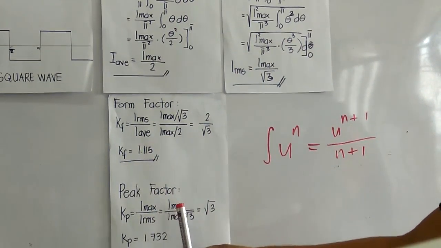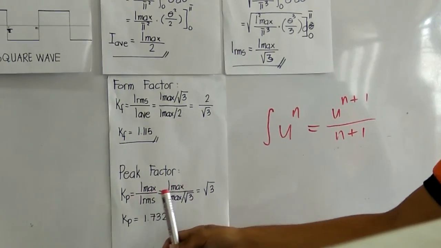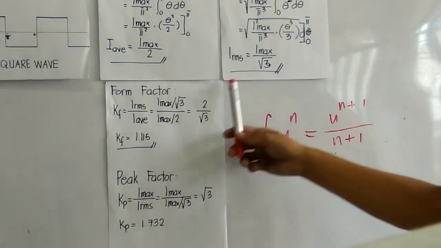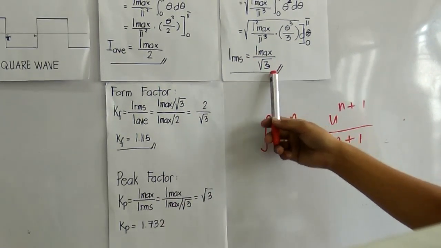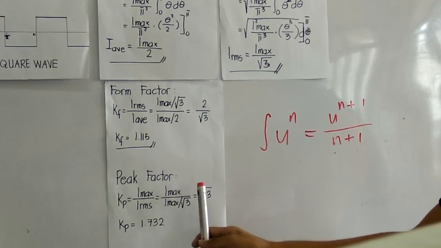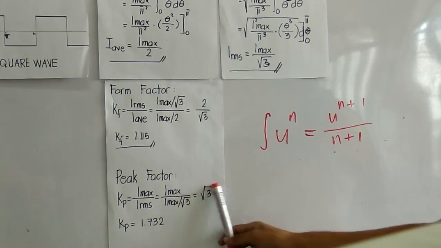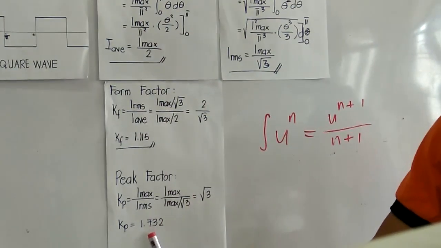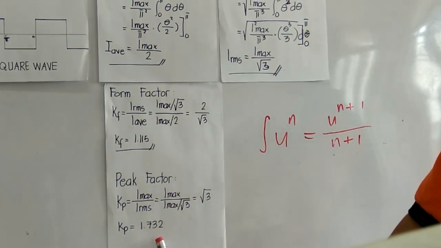Next is peak factor. It is being given in the ratio of I maximum over the I RMS. So our I RMS is equal to I maximum over square root of 3. So cancel I max, making it square root of 3. So our peak factor for a triangular wave is equal to 1.732.